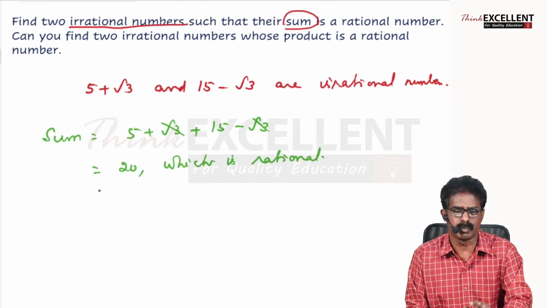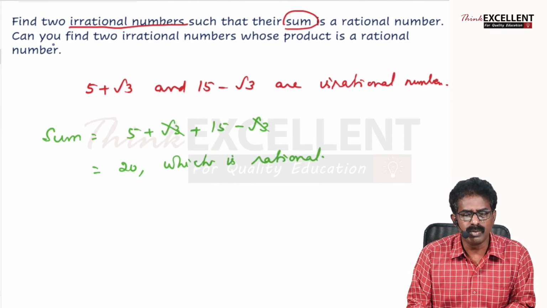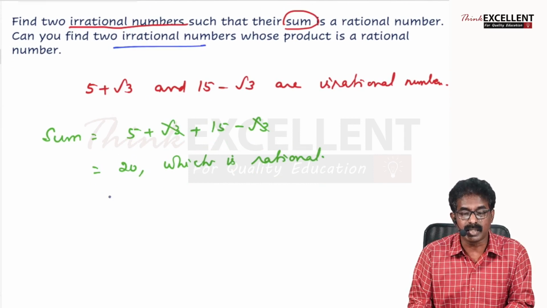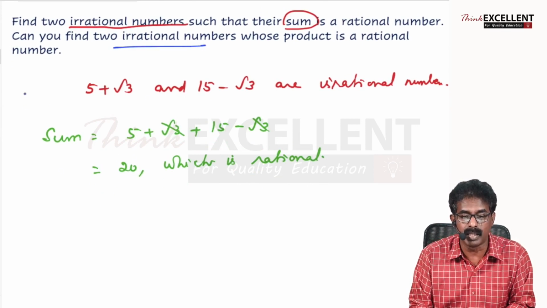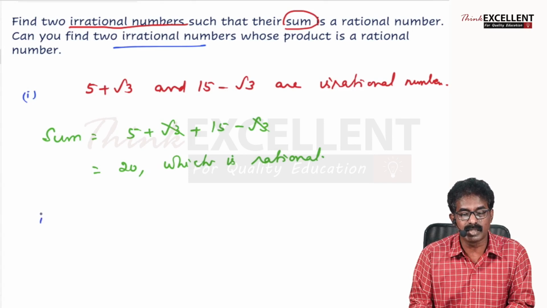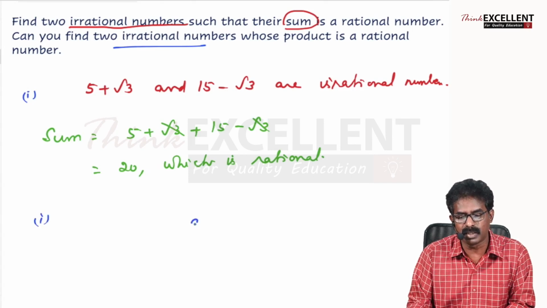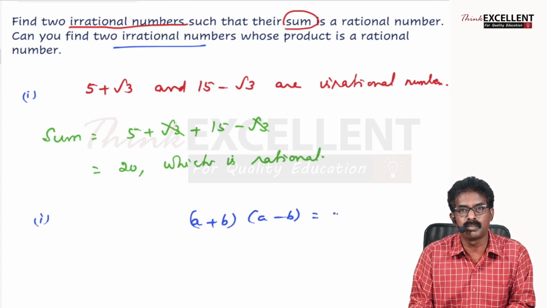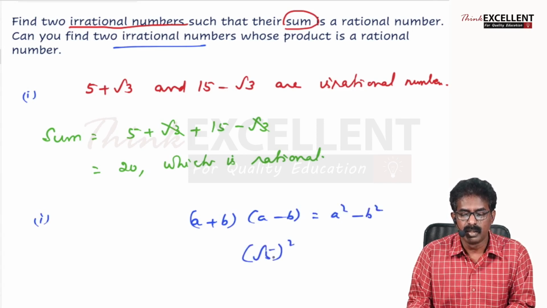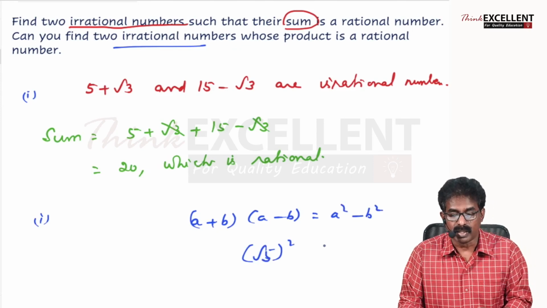Okay. So just once you understood, you can do it. No need to mark up anything. You can give any example. Can you find two irrational numbers whose product is rational? Product is rational. What is the simple thing you remember? A plus B into A minus B. What is A plus B into A minus B? A square minus B square. What is root 5 square? Root 5 into root 5, so it is 5.